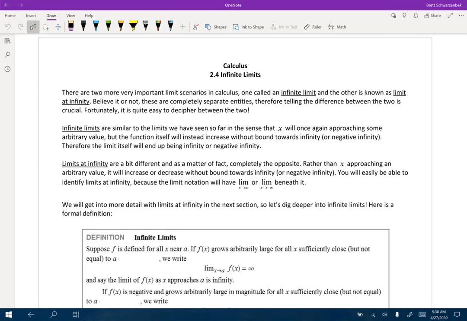This is the 2-4 notes for Calculus 1. So the next two sections we're going to concentrate on limits that are a little bit different. There are two types. There are what's called infinite limits, which we cover in this section, and limits at infinity that we cover in the next section, 2.5.